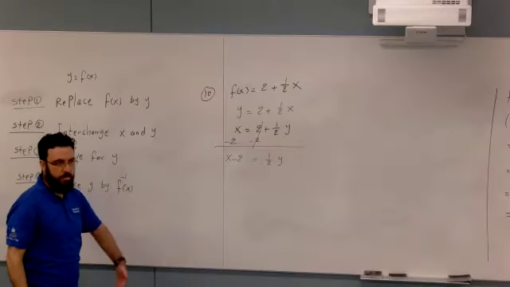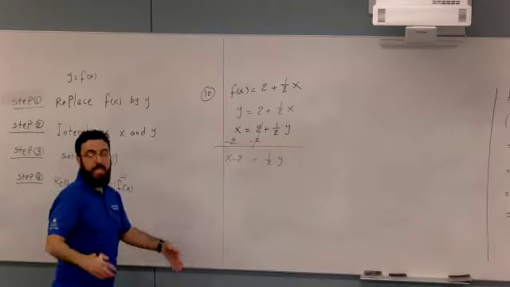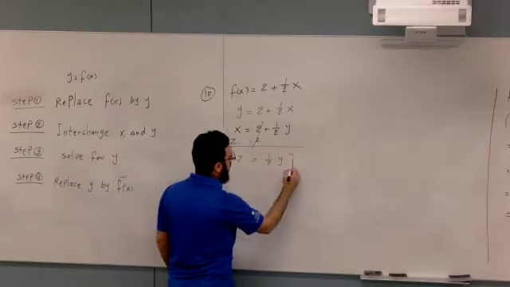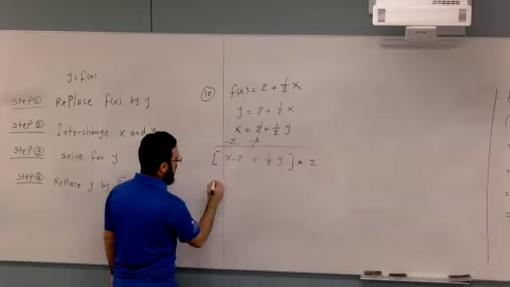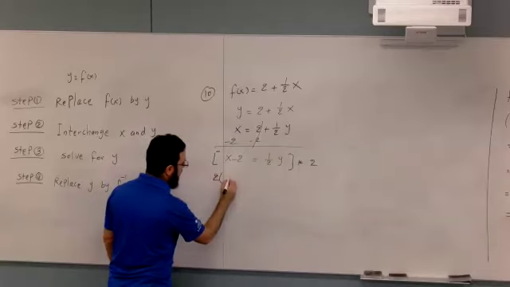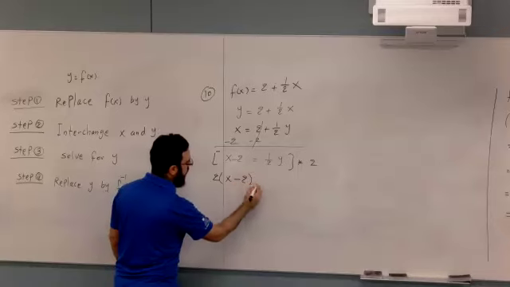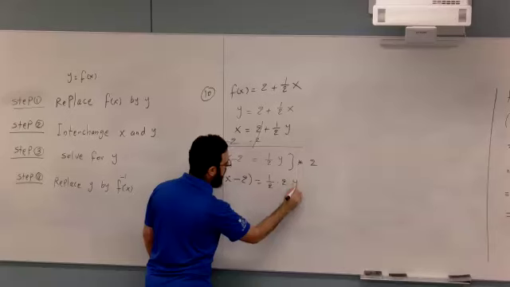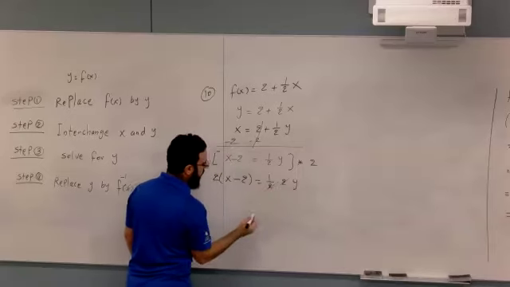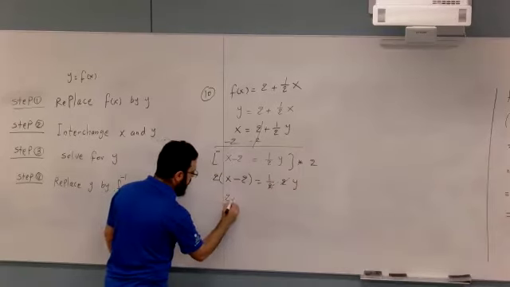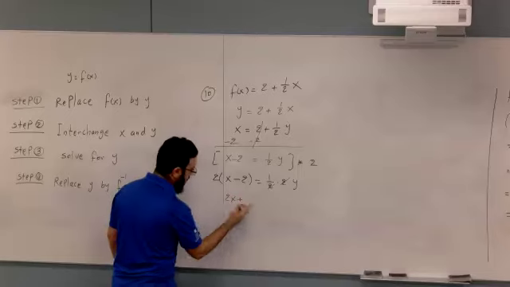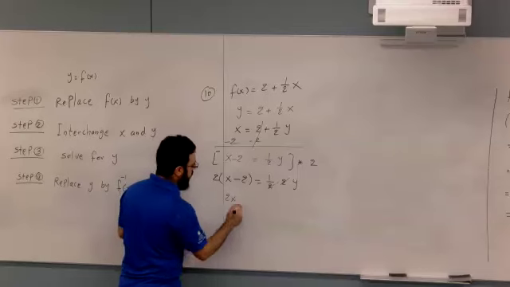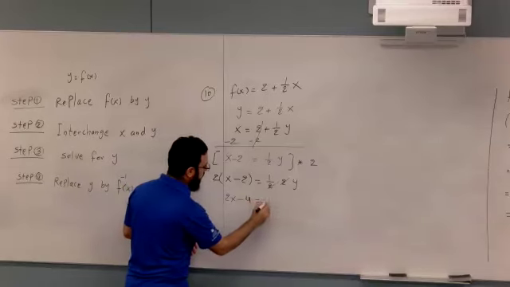Next step. Divide by half, or multiply by 2. So multiply the whole thing by 2. So it's going to be, here's the 2, right? 2 times (x minus 2) equals half times 2, and here's the y. Cancel this one. What's left? 2x plus, I put the plus, 2x minus 4 equals what? Y.